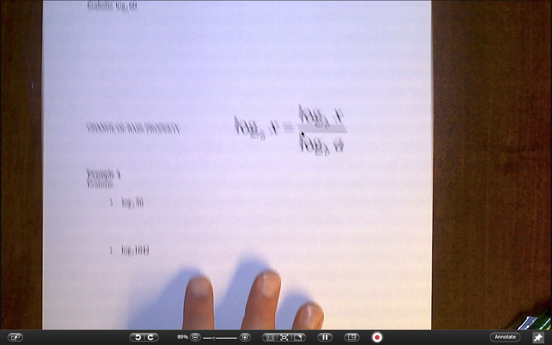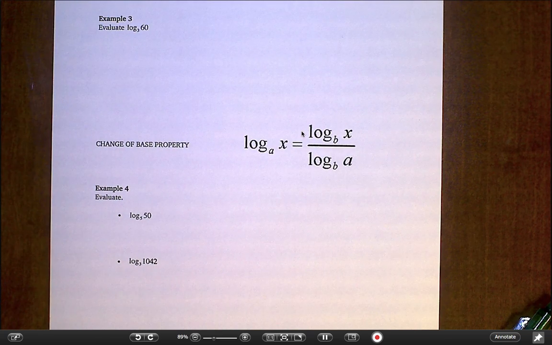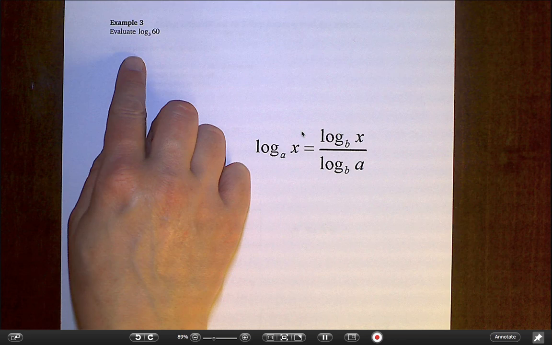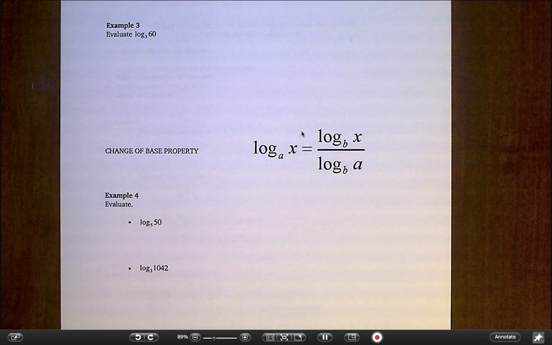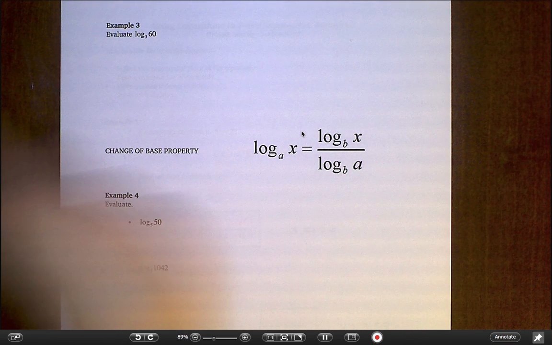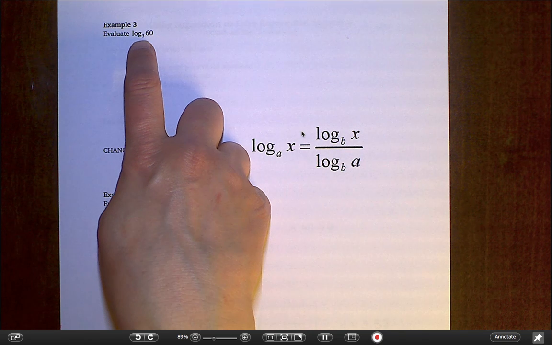Okay, so looking at this one, log base 3 of 60. I've asked you to do these so far where you've had to do, like, log base 3 of 27, because we know 3 to the third power is 27. I've given you ones that you can do in your head. This one you can't really do in your head, okay?